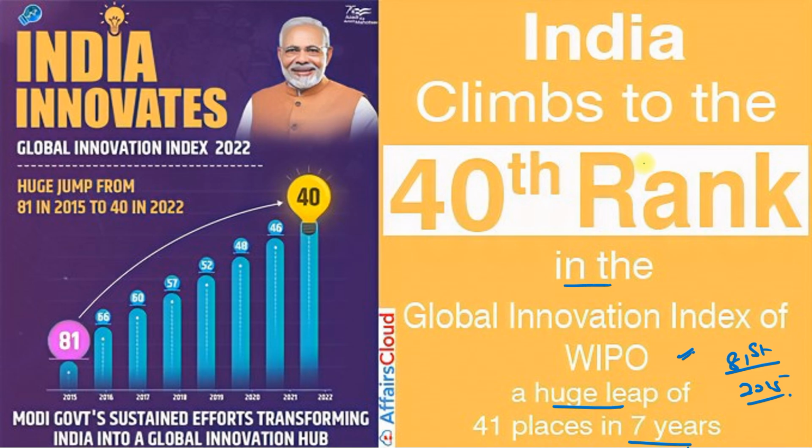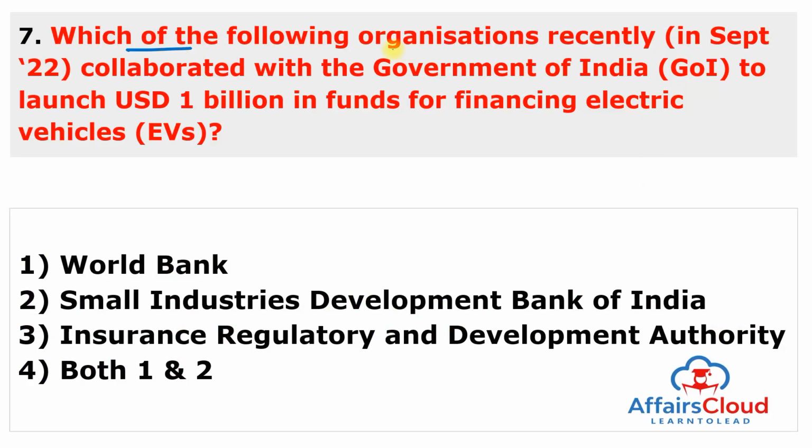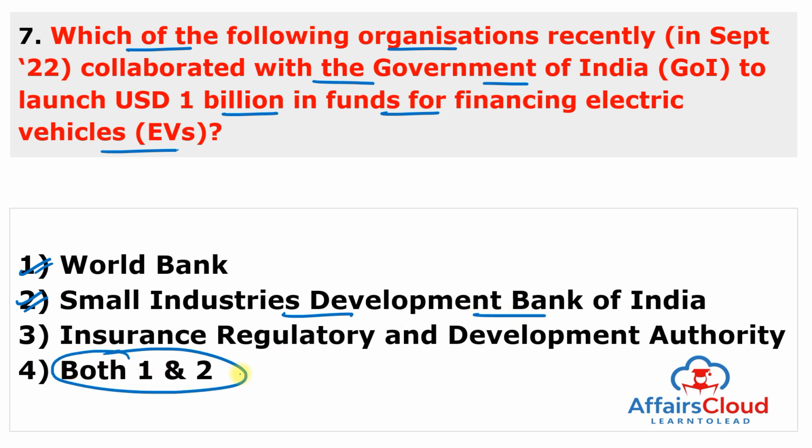Moving to next question. Which of the following organizations recently collaborated with the Government of India to launch $1 billion in funds for financing electric vehicles? There are two organizations. One is World Bank, second is Small Industries Development Bank of India, SIDBI. So, answer of this question is both 1 and 2.